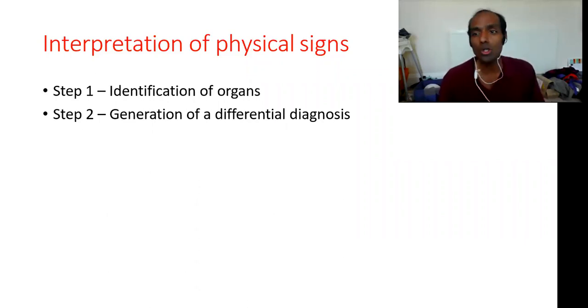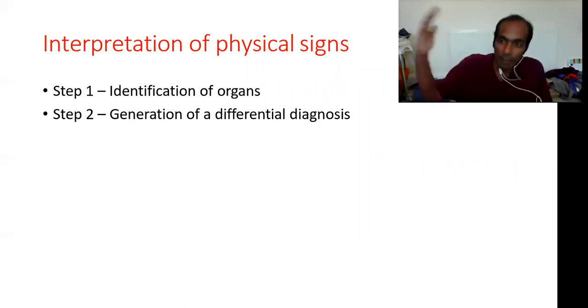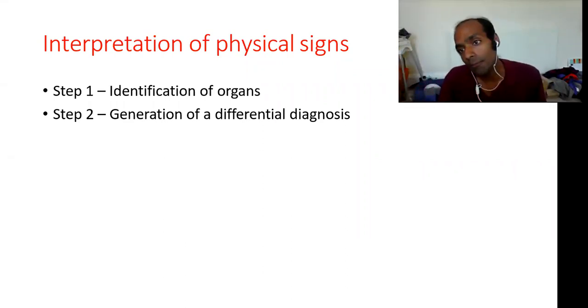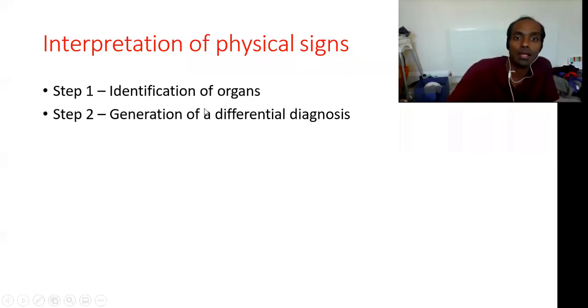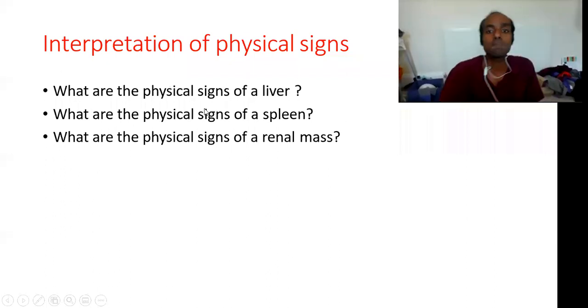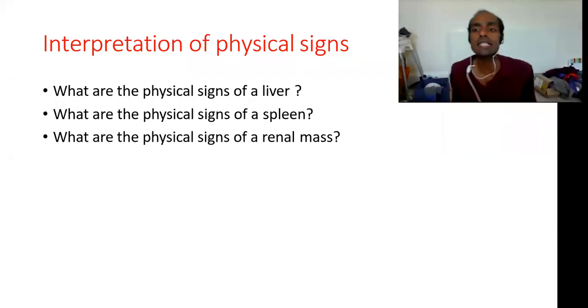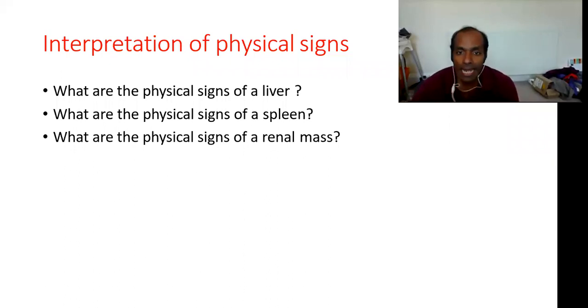Now this is where I told you, you have to memorize certain lists. If it's a liver, you have to know all the causes of enlarged liver. Spleen, you need to know all the causes of enlarged spleen. Then you can generate the differential diagnosis. Your general examination findings are also going to help you generate this differential diagnosis, as we will see in a little while. So how do you identify your organs? Spleen, liver, and kidney. What are the physical signs of a liver? What are the physical signs of a spleen? What are the physical signs of a kidney?